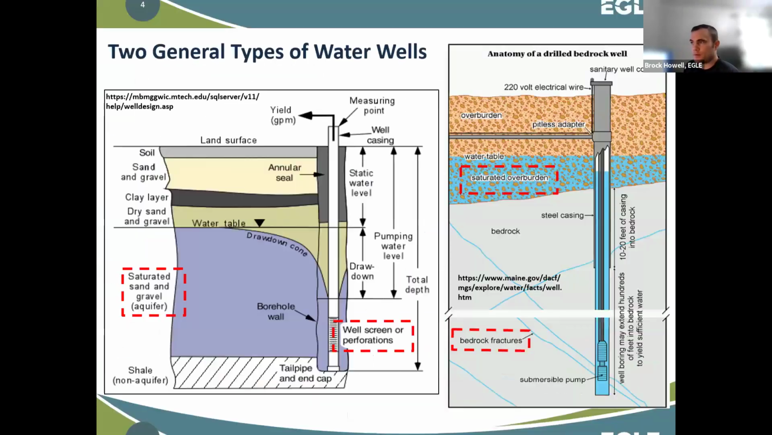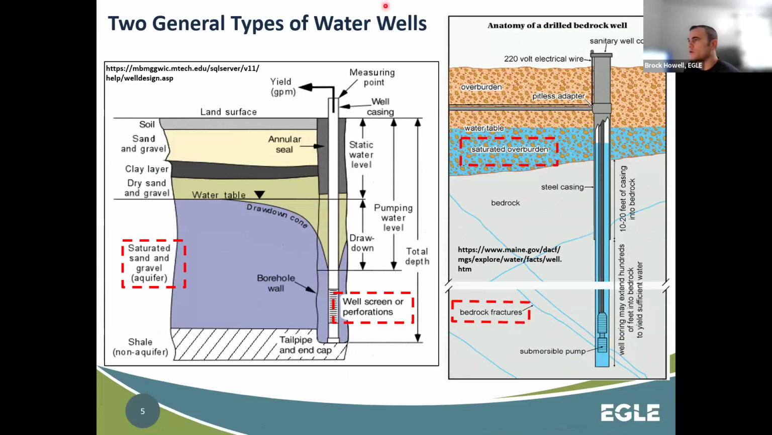So, background and review. Typically there are two general types of water wells that we work with, and it's a matter of whether it's consolidated or unconsolidated. Consolidated would mean you're in a bedrock, so it's not sand, silt, clay, or gravels. Again, the bedrock well could go through what we have listed here as overburden and then saturated overburden, which is your granular unconsolidated material overlaying the bedrock.